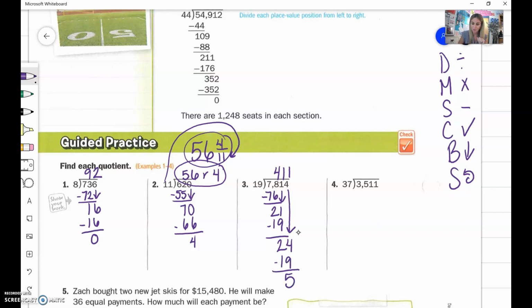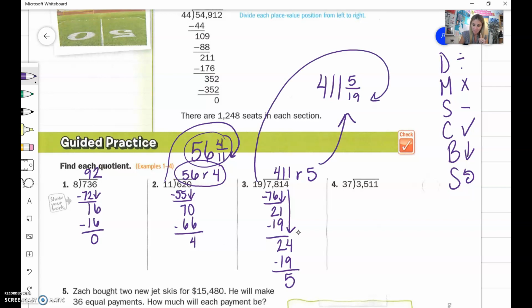We're going to write this 2 ways. 411, remainder 5. Now let's write it as a fraction. 411, that 5 of the remainder becomes the numerator, and the divisor becomes my denominator. So 411 and 5/19 is the exact same as 411 remainder 5.